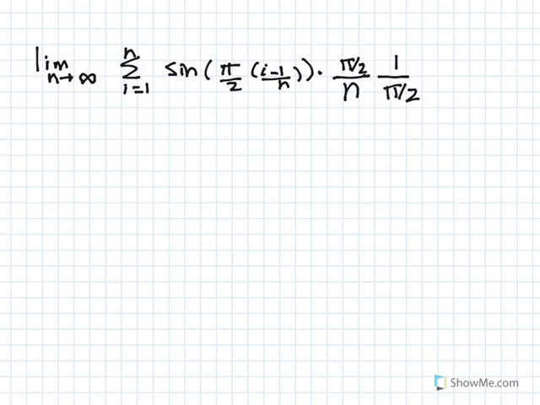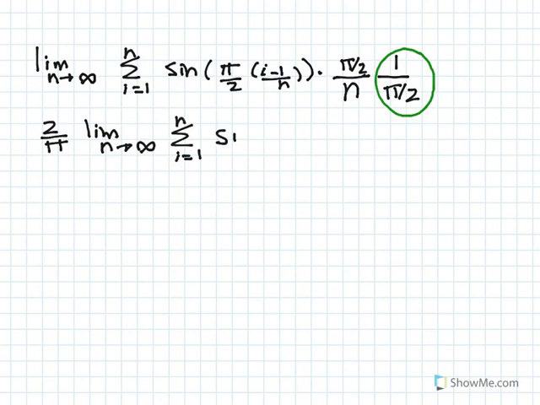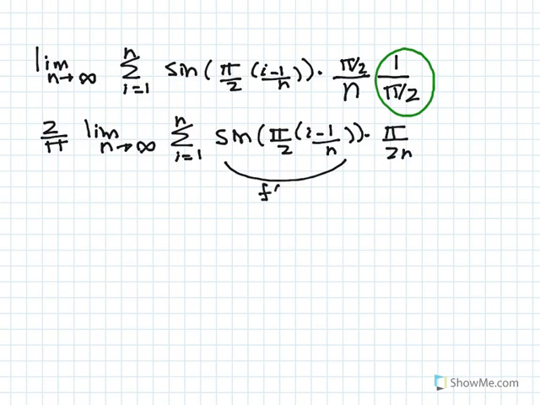Now what we're going to do is factor out the 1 over pi over 2. This passes right through the summation. We flip the fraction and we get 2 over pi, limit as n goes to infinity, summation, i goes from 1 to n, of sine of pi over 2 times (i minus 1) over n, times pi over 2n. Now this here is f of x_{i-1}, and this is the real delta x.